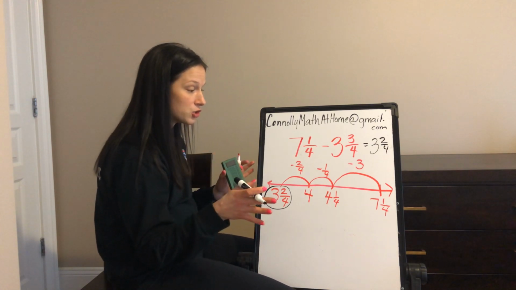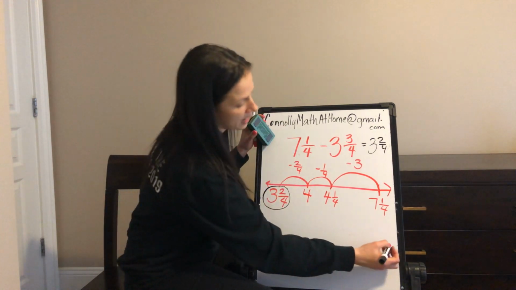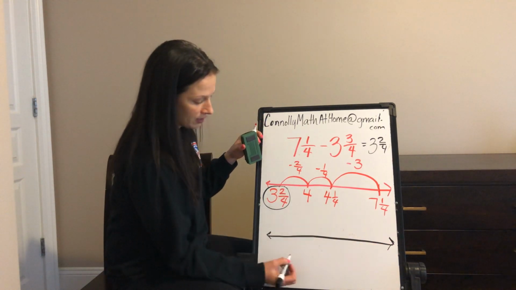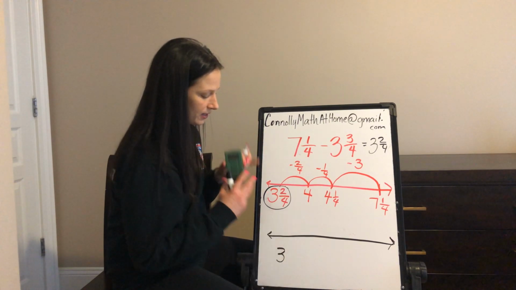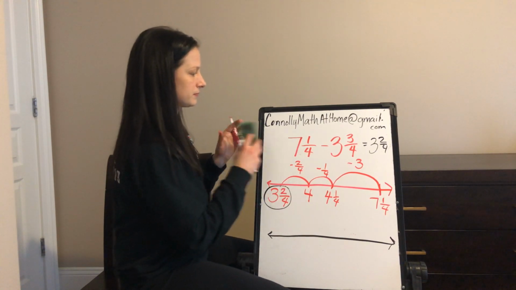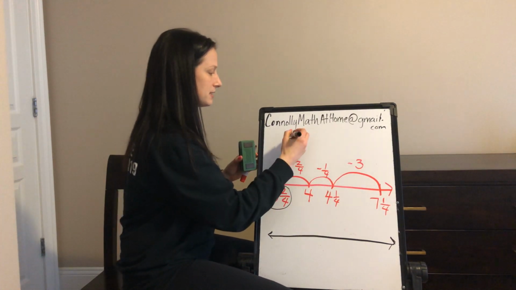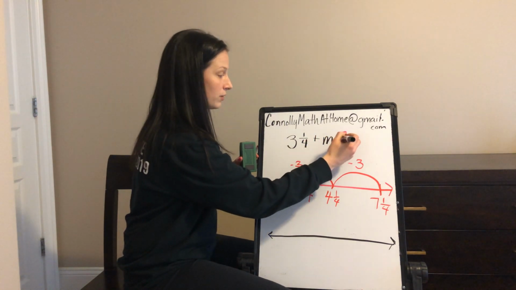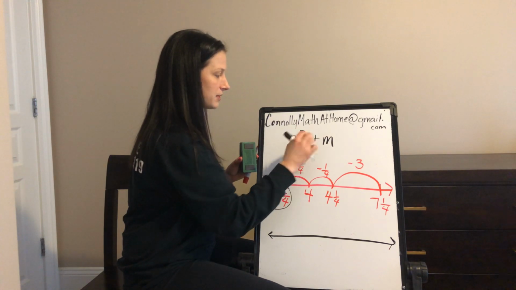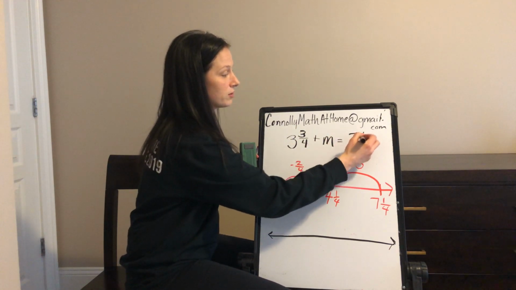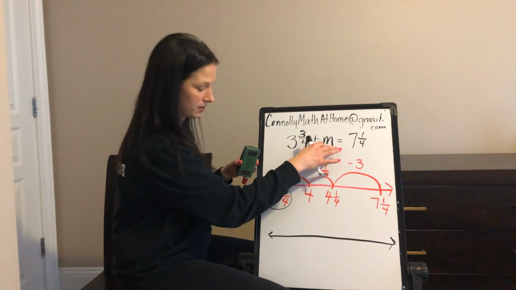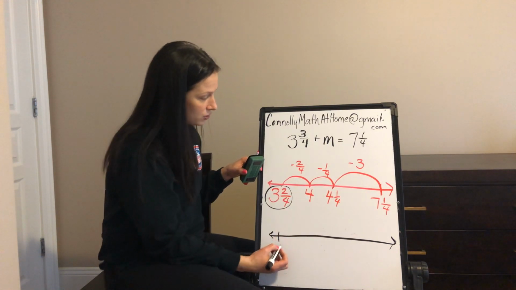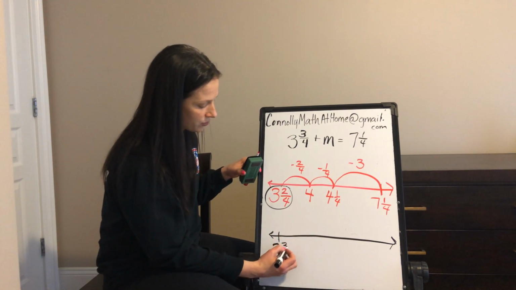Okay? Now I'm going to show you in black marker how to add up in parts. So right now I'm asking myself, 3 3/4 plus something will get me to 7 1/4. And my goal is to find out what is that something. Okay, so since we're adding up, we're going to be going this way. And we're trying to find the difference between the two numbers. So I'm going to start with 3 3/4.